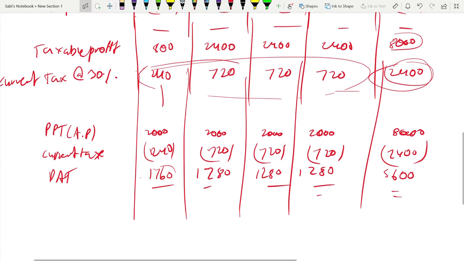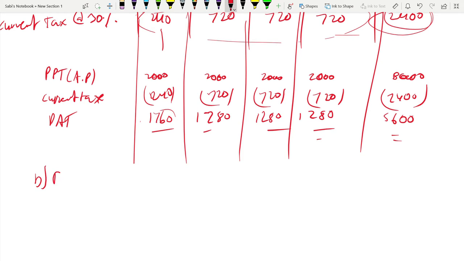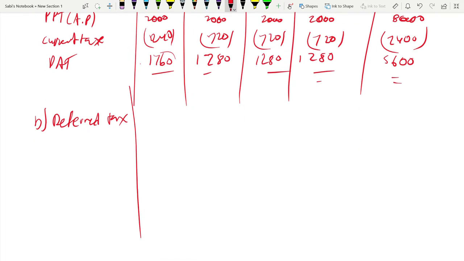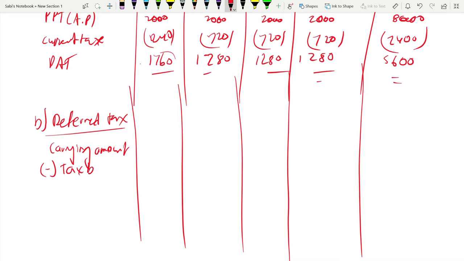Because if you want to take a decision just based on this, you will not be able to take a good decision. Now we'll take deferred tax. We'll see how the situation changed with deferred tax. I'm just going to extend the line. So in the deferred tax, we said deferred tax means carrying amount minus tax base.